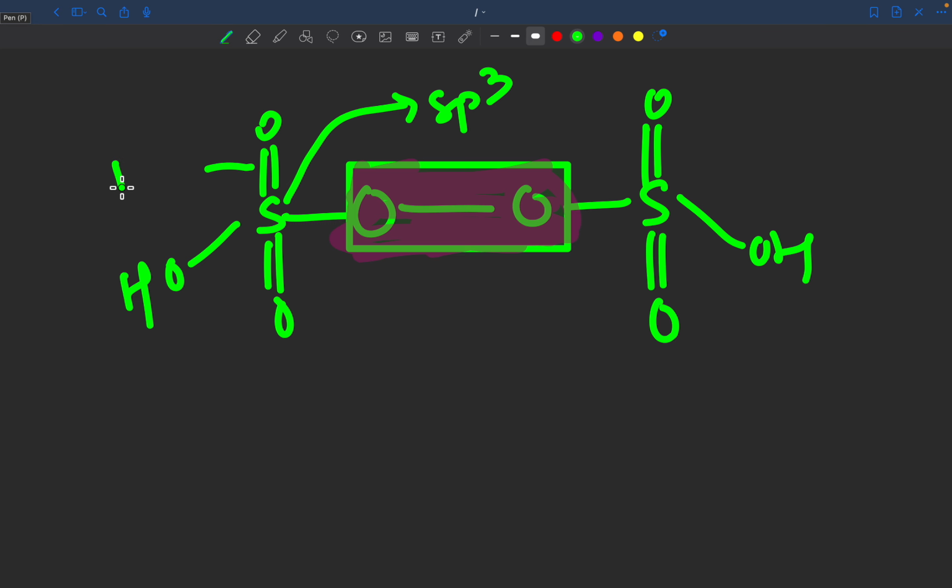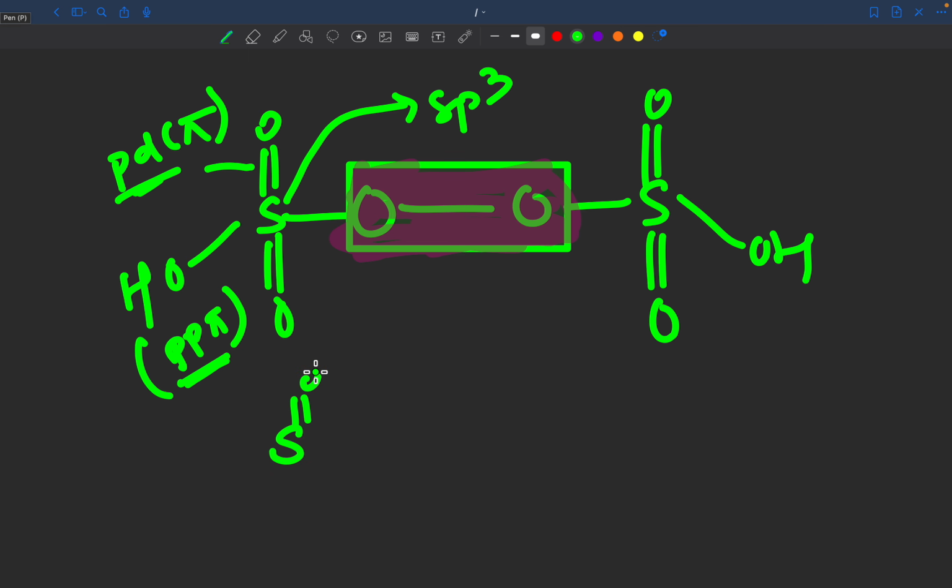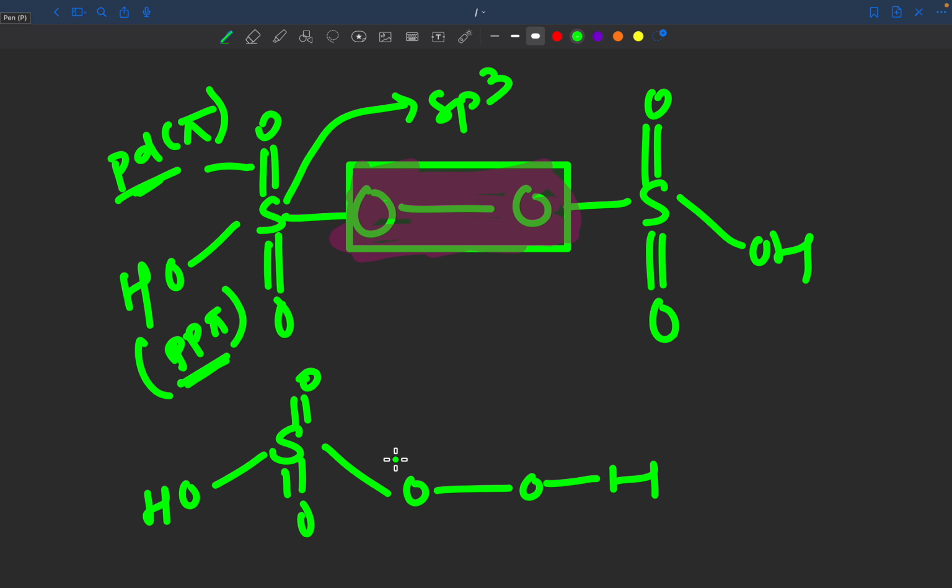So there will be one pi bond, p pi d pi; one p d pi bond will be there, the other p p pi bond. One pi bond is formed from p and d orbitals, the other is formed from both p-p overlap. If I draw the structure of the other acid also, it looks the same. So this is O double bond O, single bond OH. Here is the oxygen which is connected to oxygen and hydrogen. So this is peroxy monosulfuric acid. This is peroxy disulfuric acid.